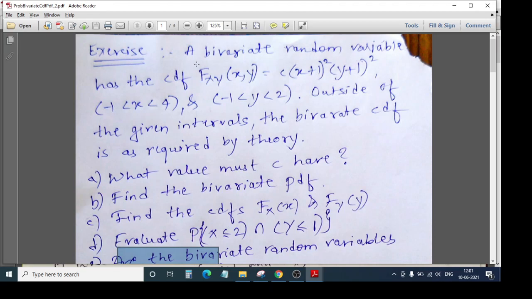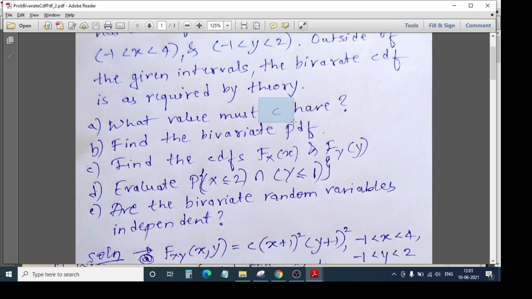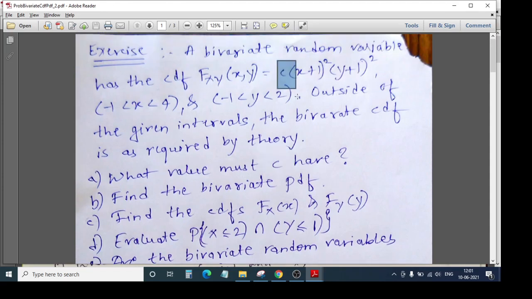So this is the CDF they have given, and this is the range they have given. In what all ranges we have, that is x is from -1 to 4 and y is from -1 to 2. We need to find the value of C from here. We need to find the value of C. We need to find the bivariate PDF.